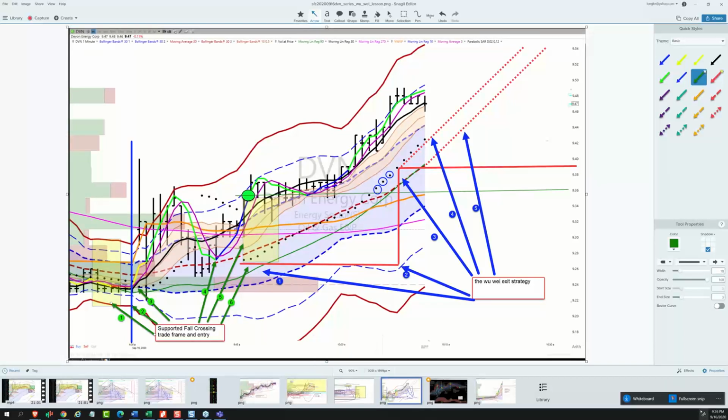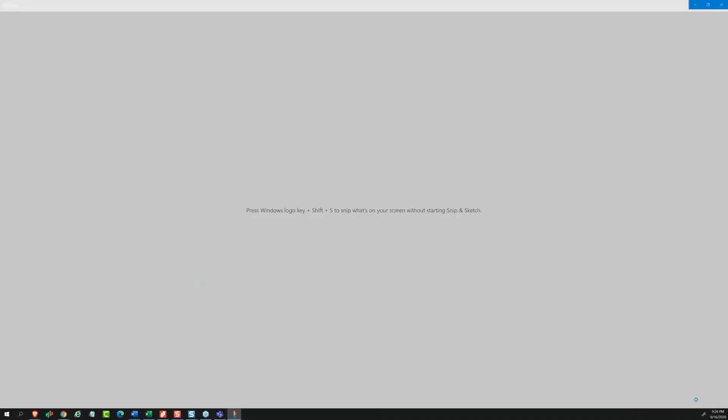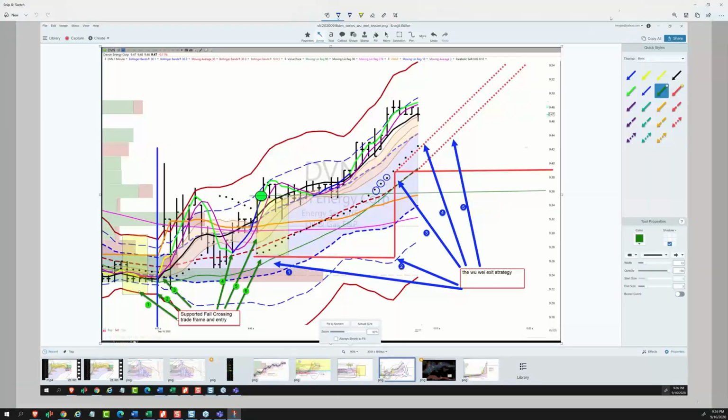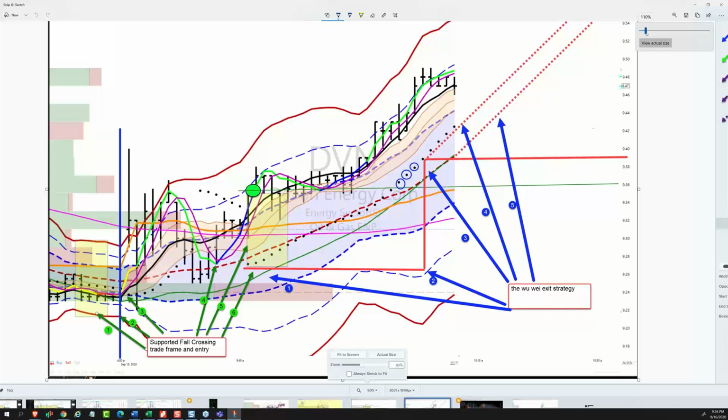I should actually say Twitter was the second best performer. Now I remember it was Devon that was the best. All right. So here's Devon Energy. And this is like a supported fall crossing trade frame and entry in this first section. So here is the open. And so here is yesterday's.